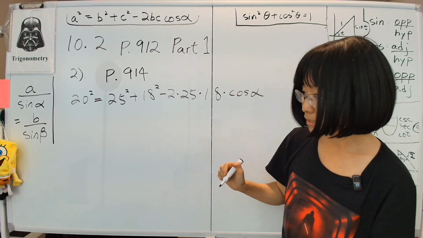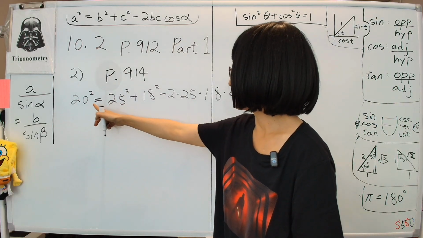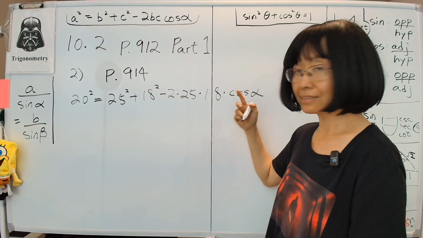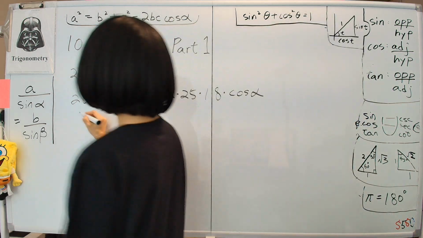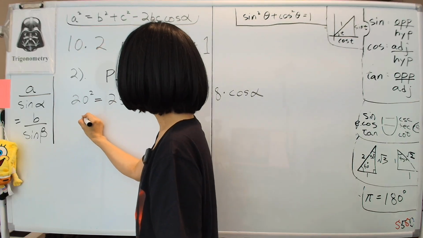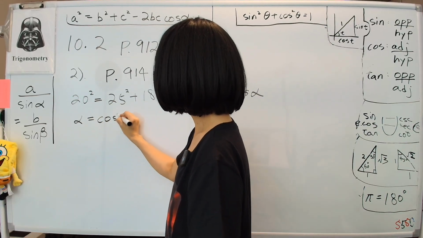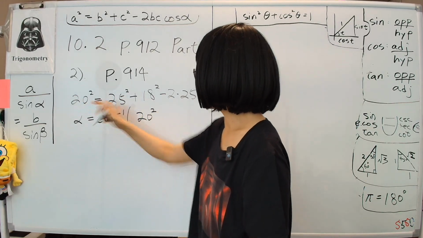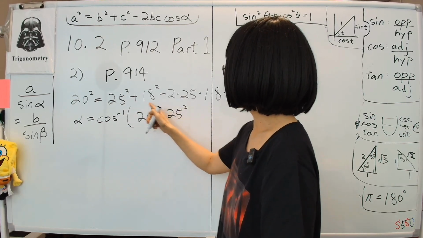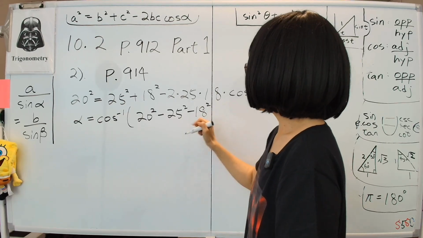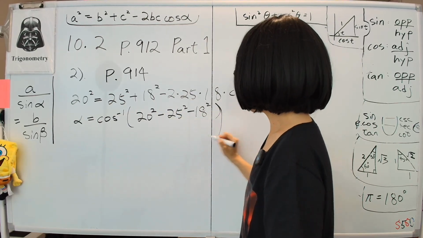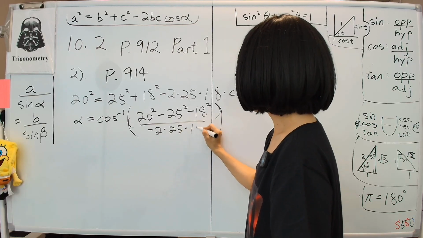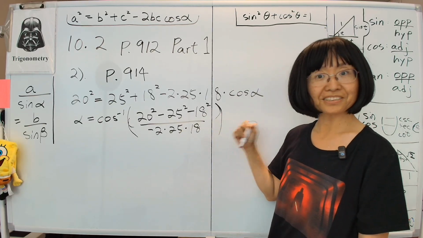From this equation, we can figure out what alpha is. Alpha equals that thing subtracted by that, and then subtracted by that, and then divided by all this stuff, and then taking the inverse cosine. So we're trying to calculate alpha. Alpha will be equal to the inverse cosine of 20 squared, we started at 20 squared, minus 25 squared, minus 18 squared. And that's not all: we need to divide it by the negative of 2 times 25 times 18, and then we take the inverse cosine. That should do it.